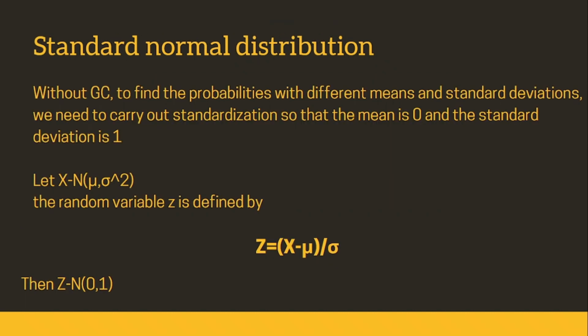So that's for normal distribution. There's also this thing called standard normal distribution. Without the graphing calculator, to find probabilities with different means or standard deviations, we need to carry out a standardization so that the mean is 0 and the standard deviation is 1. So we take X minus mu divided by sigma, and we get this random variable Z, which has a normal distribution of mean 0 and standard deviation 1.